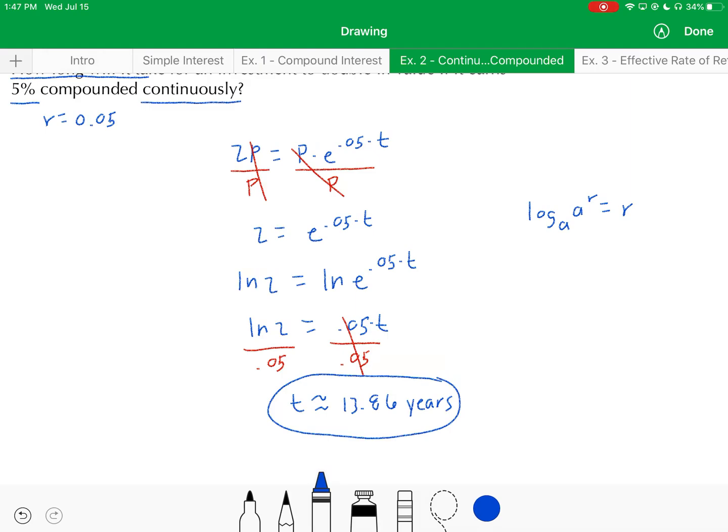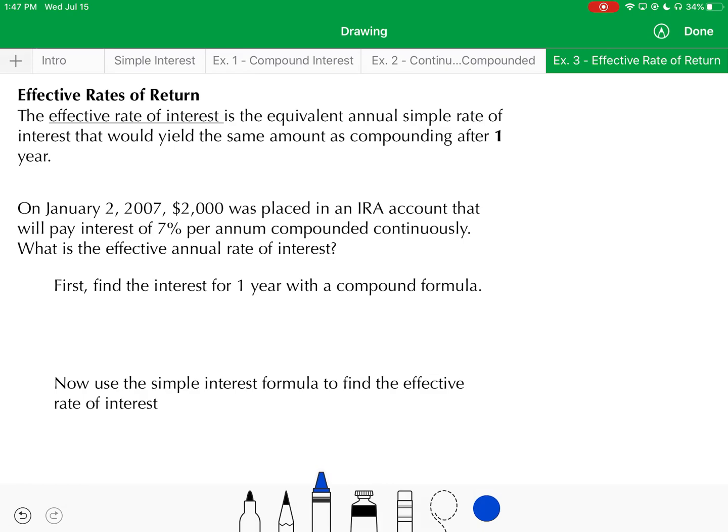All right, last thing to talk about would be effective rates of return. An effective rate of interest is the equivalent annual simple rate of interest that would yield the same amount as compounding after 1 year. So basically what we're saying is you have a compound interest rate that'll give you a certain amount of money. What would be the simple interest rate that gives you the same amount of interest after 1 year?